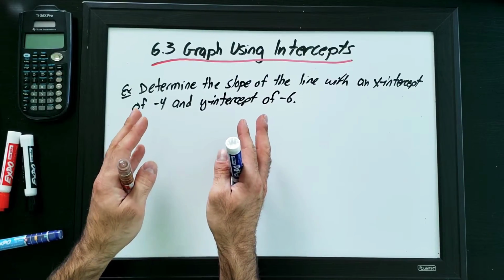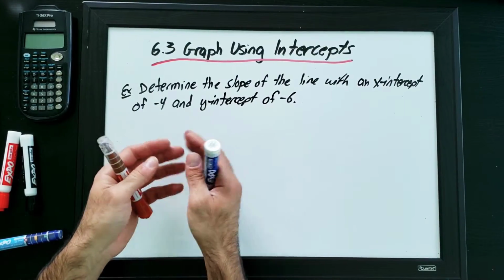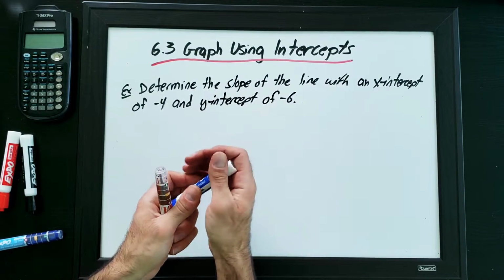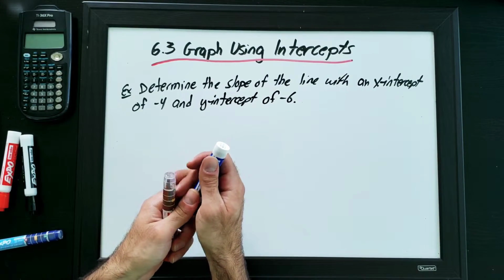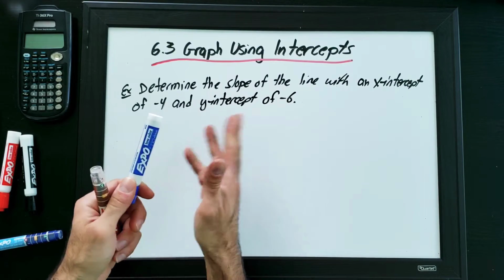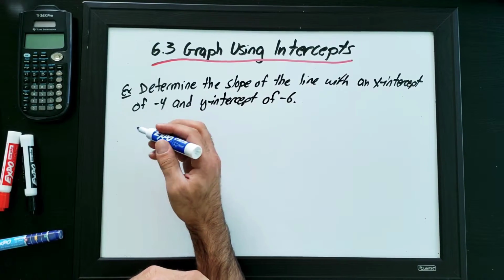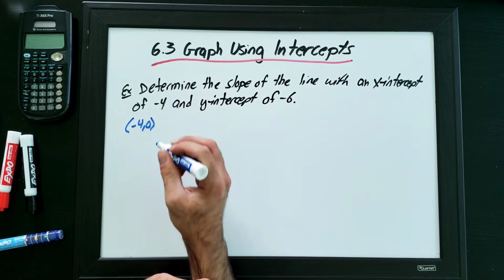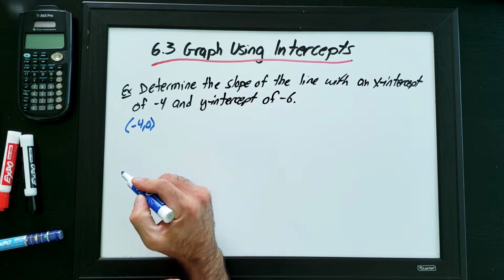Once you have 2 points, you can figure out slope, you can come up with the equation, you can do anything. So the fact that the points are hidden in language is probably our first obstacle that we have to overcome. So this is pretty straightforward. If the x-intercept is -4, it means that the point is (-4, 0), because the x-intercept occurs at y equals 0, remember that.